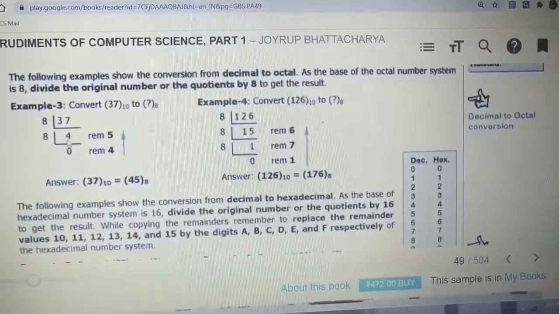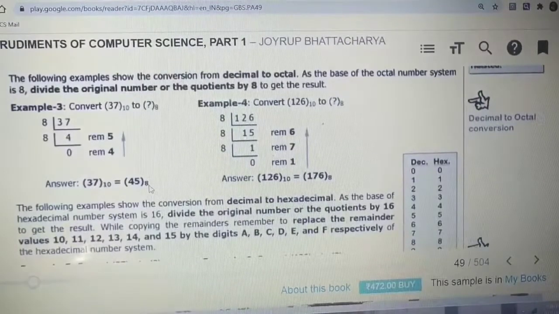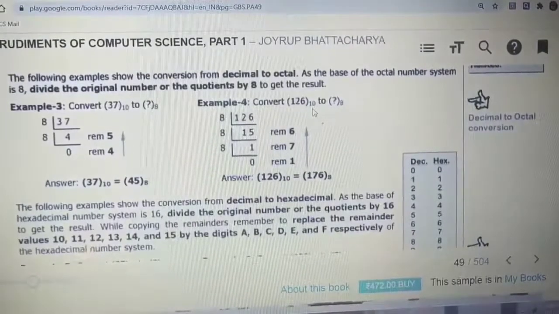Again we divide 4 by 8, that is not possible. That's why quotient is 0 and remainder is 4. Again it is from bottom to top. So 45. If you do not put the base value, that is 37 base 10, 45 base 8, then you will get 0. Okay, now coming to the next one, that is 126 base 10, we have to convert it into base 8.